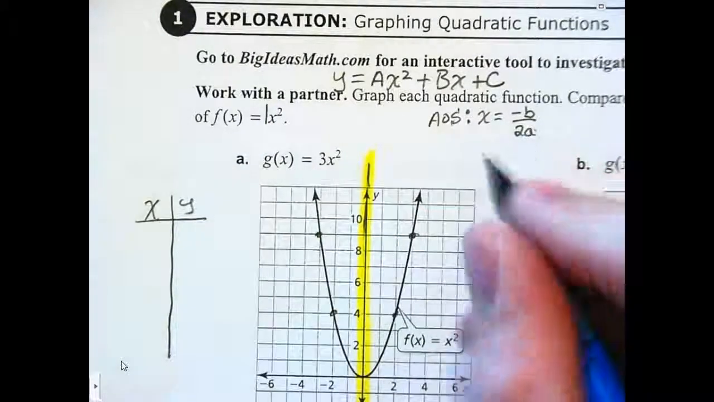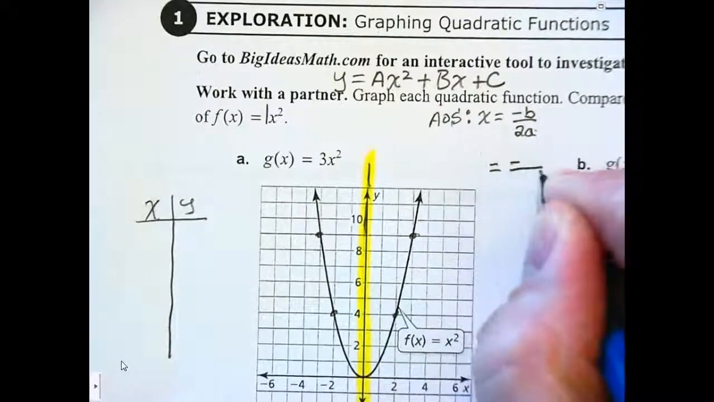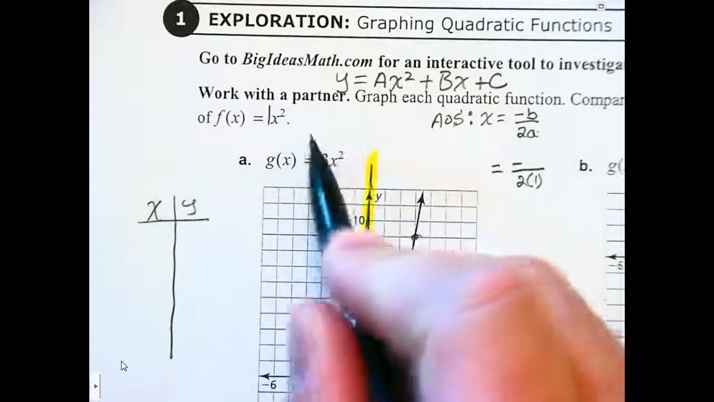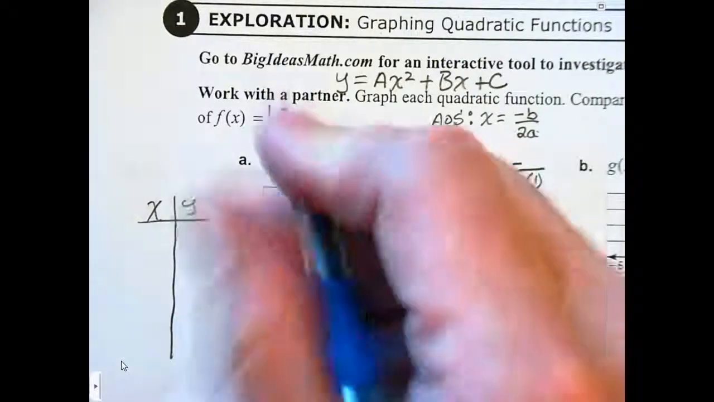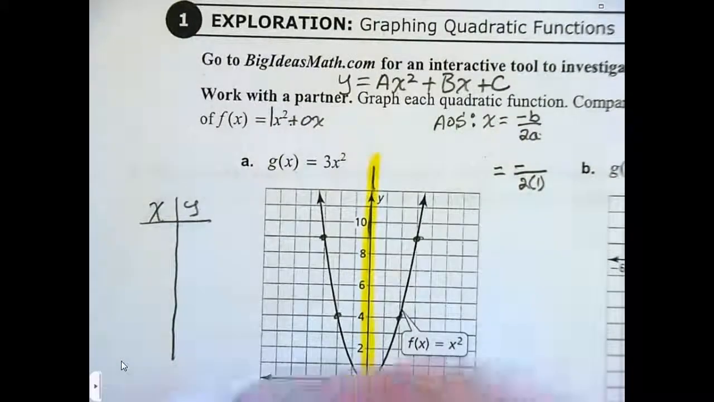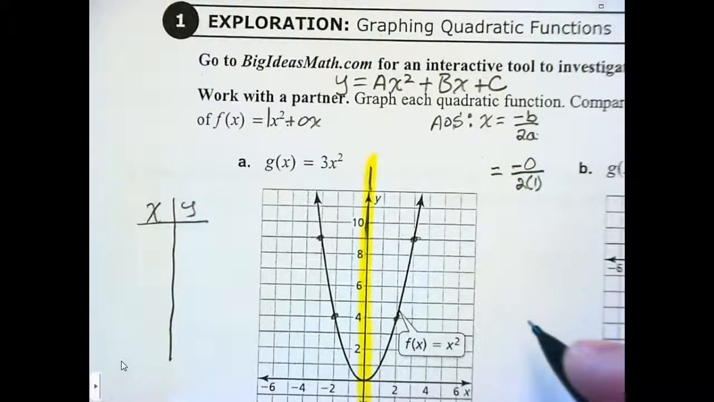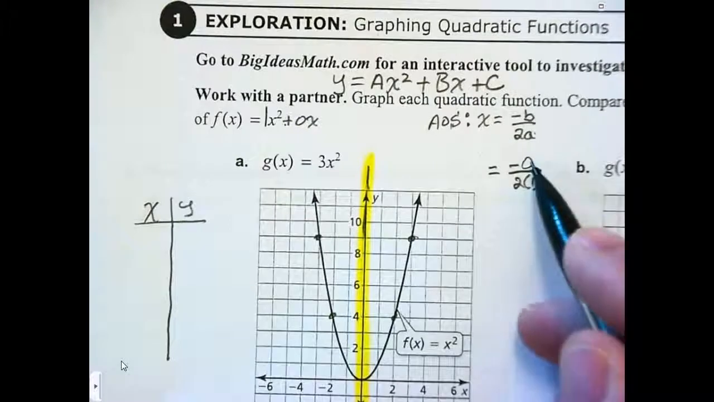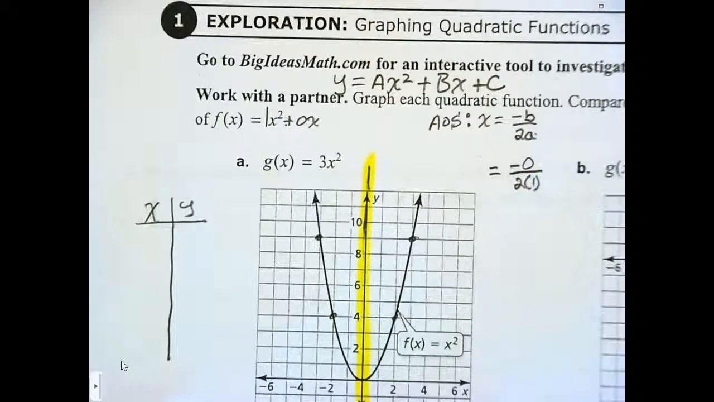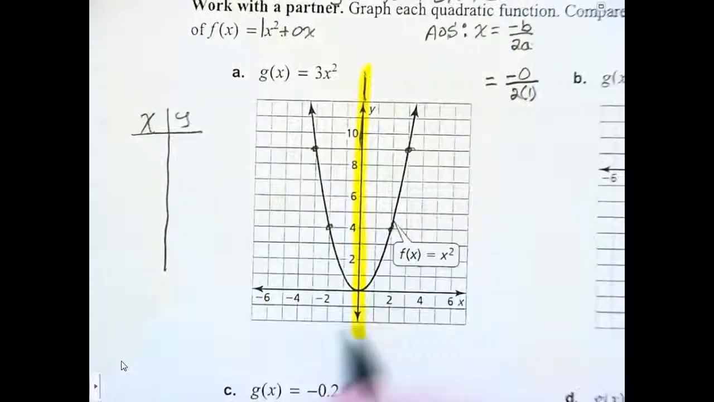If I was completing this equation, it would be the opposite of b over 2 times a, and a is 1. Well, what is b? What's attached to x? Yeah, 0. There's no x; it's 0x. Negative 0 is just 0. There's no such thing as negative 0. So 0 divided by 2 is 0. Anytime you have 0 over the fraction bar, the answer is 0. That's why this axis of symmetry is on the line x equals 0.